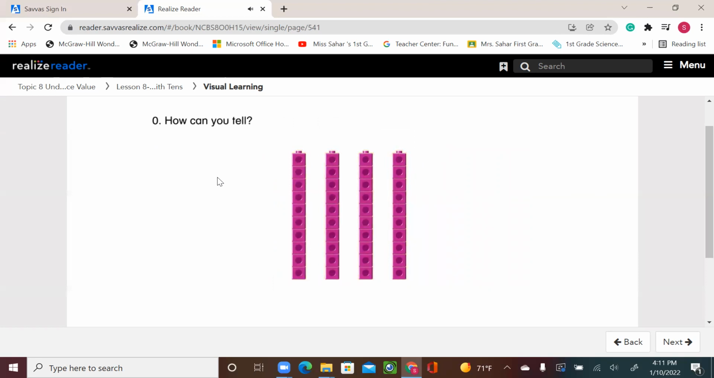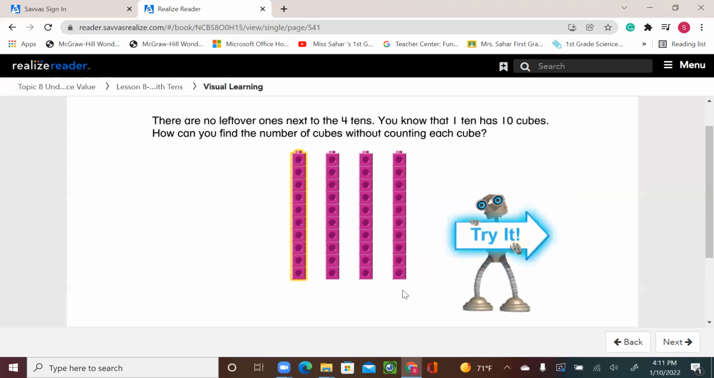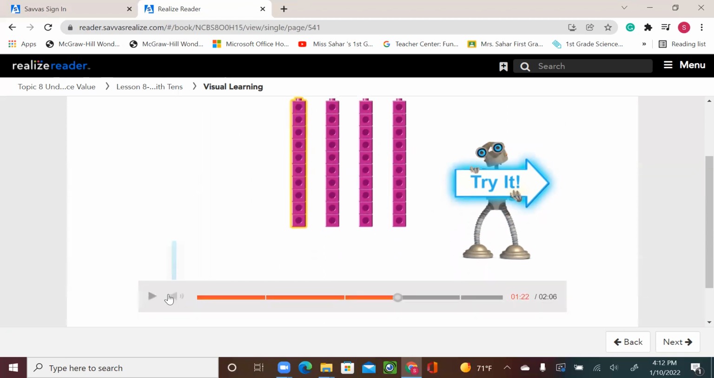0. How can you tell? There are no leftover 1s next to the 4 tens. You know that one 10 has 10 cubes. How can you find the number of cubes without counting each cube? I know that the first group has 10, and I look at the towers, they are all the same height. So that means I have a group of 10, another 10, that's 2 tens, 3 tens, 4 tens. So now I have 4 tens, or 4 groups of 10, and I don't have any ones or leftovers.